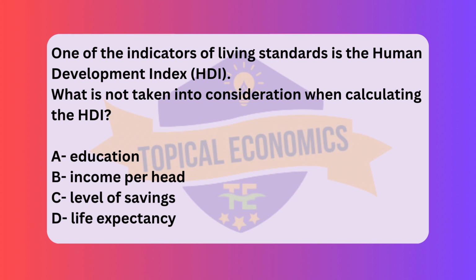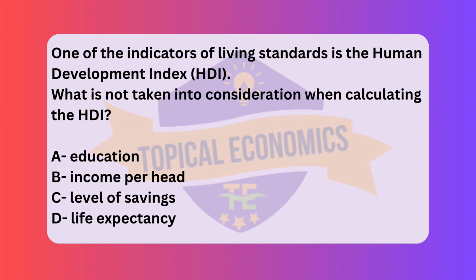The level of savings is not a factor considered in the calculation of the HDI. Savings can have an impact on economic development, but it is not directly measured as part of the HDI. The HDI is more concerned with indicators that directly affect human well-being, health, education, and income, rather than financial factors like savings, which do not necessarily reflect the living standards of the population.